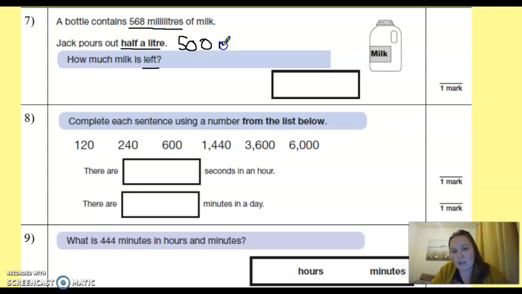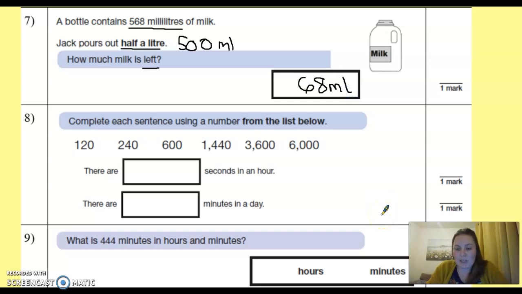And so then if I know he's pouring out 500, I'm going to take that away from what the bottle started with. And I can actually do that in my head. 568 take away 500. So you should have got 68 millilitres. For that one, well done if you got that one right.